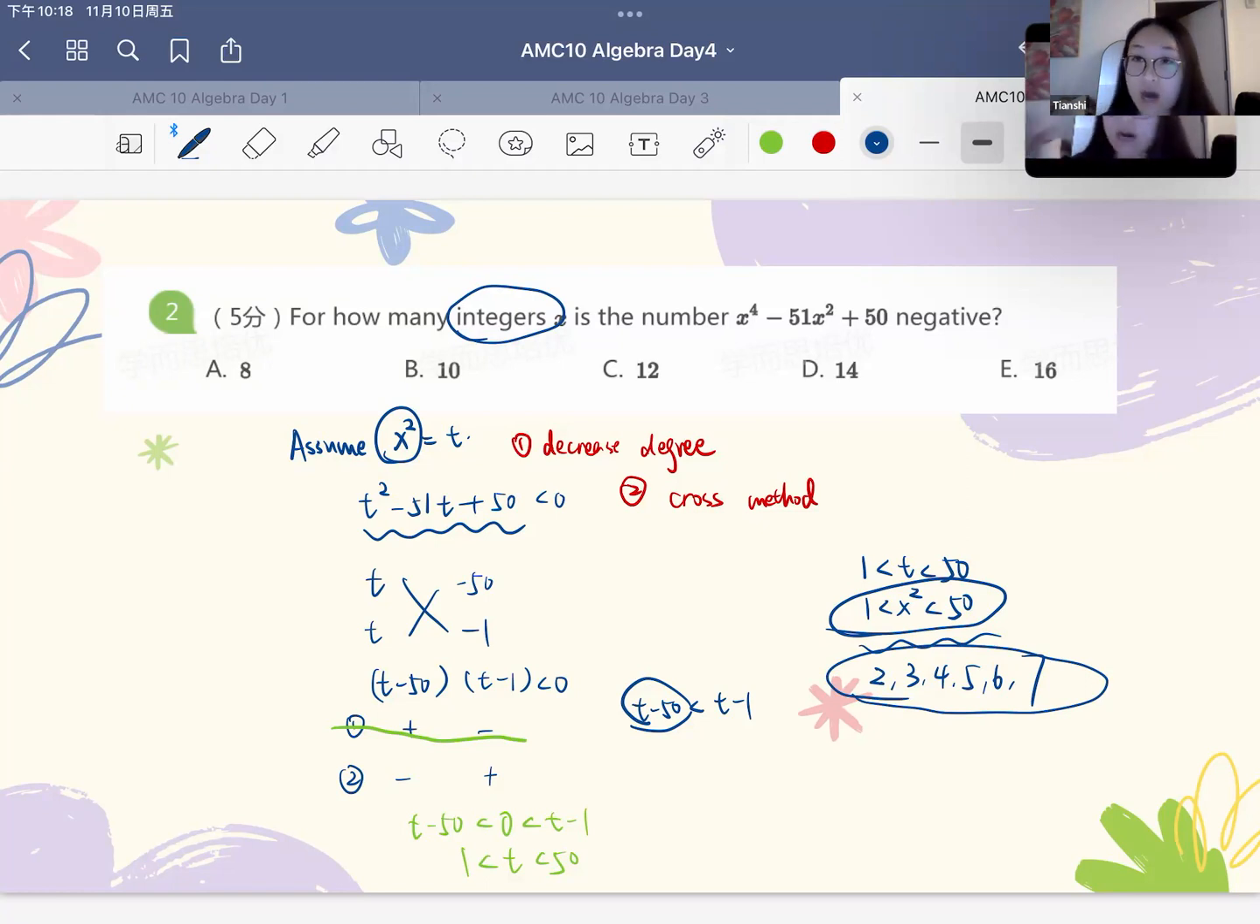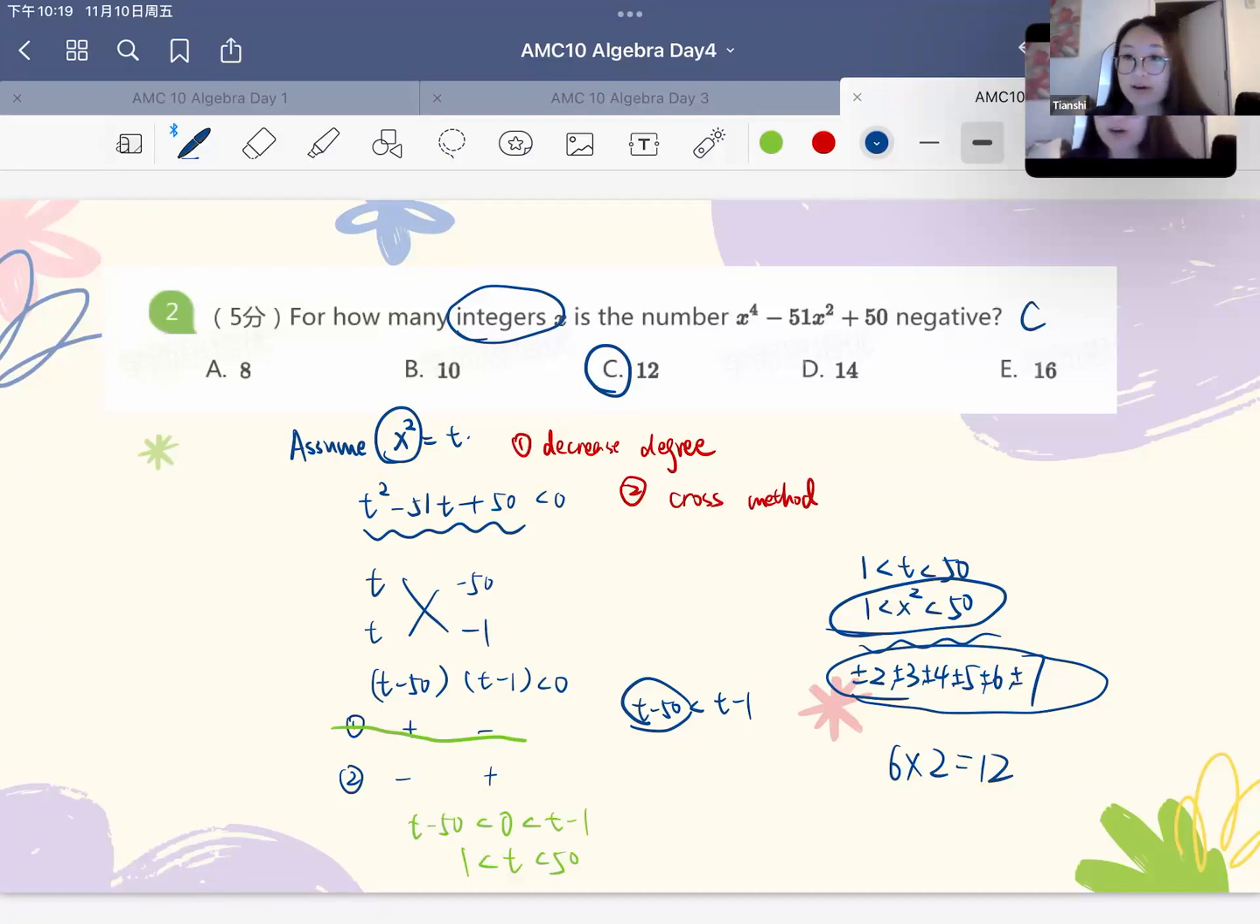Do you think that these are all the values? Actually, we still have the negative ones, right? Because if x is negative 2, the square is also 4. So we also have all the negative values. We have 2, 3, 4, 5, 6, 7, which is 6 numbers, times 2 for the negatives. So 12 values. So the correct answer for this one is 12.